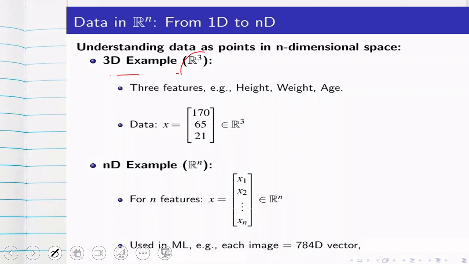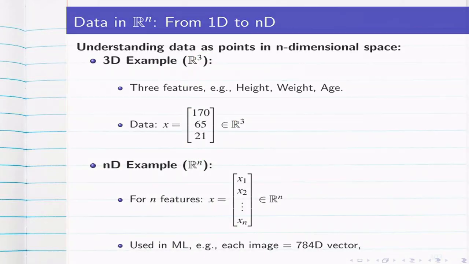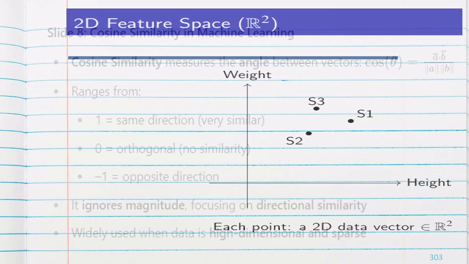So 3D means there will be three features: height, weight, age. This is an element of R^3. An n-dimensional example means n features will be there: x1, x2, ..., xn. It will be an element of R^n. It is used in ML. 2D feature space, height and weight. Two features are there, so it is R squared. Each point is a 2D data vector in R squared.